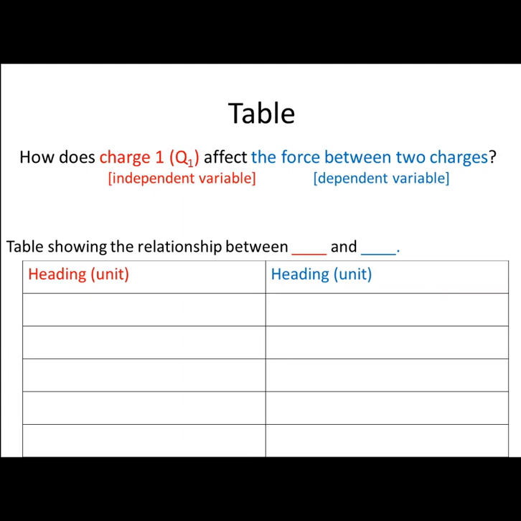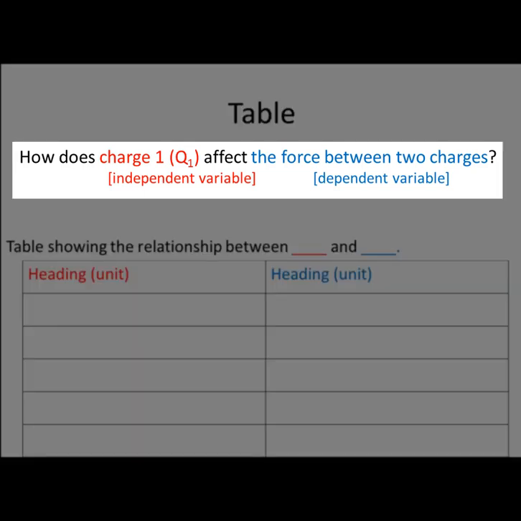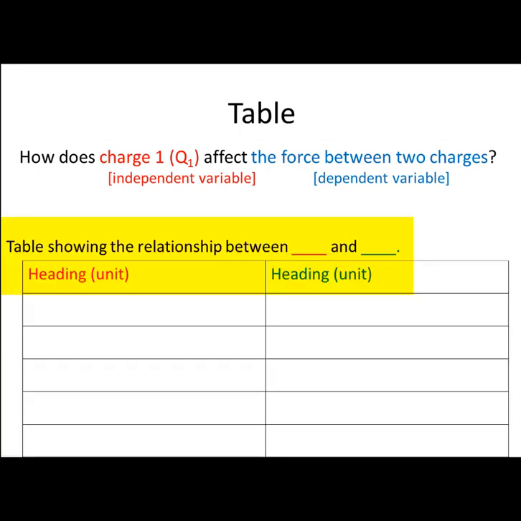So let's prepare a table so that we're ready to put our data in as we open the simulation and work with it. Our question is, how does the magnitude of charge 1, Q1, affect the magnitude of the force between the two charges? So what is the heading of our table? And what is the heading of each of the columns in our table? Pause until you've decided that.